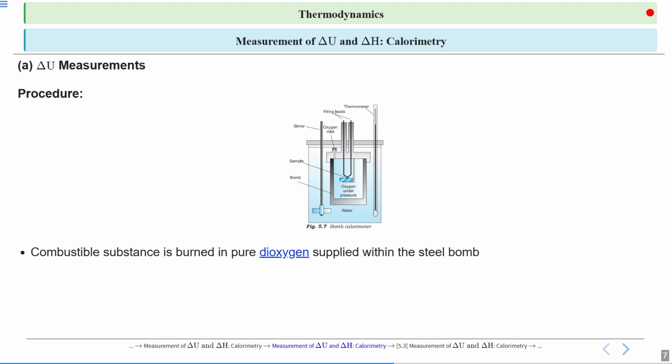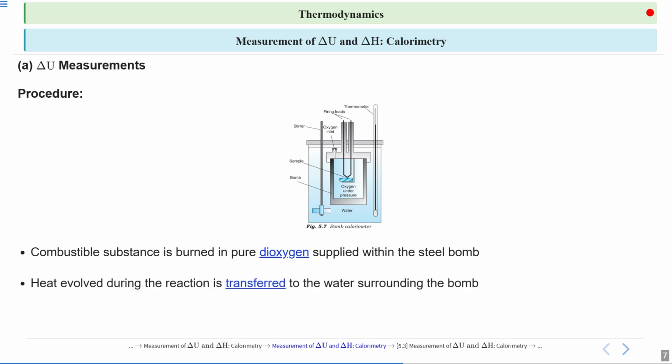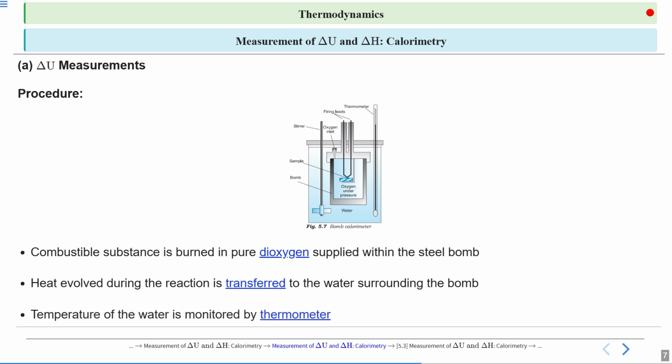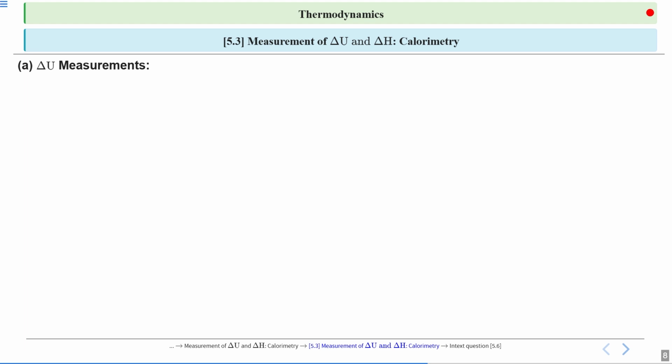Whenever this sample is burnt, as I said, it will burn in the presence of pure dioxygen and no other gas, which is provided through the inlet. And after the combustion, heat is released, and this heat is transferred to the surrounding water, which surrounds your bomb. And the temperature change in the water or the liquid is monitored with the thermometer. So this is our whole process. Now we have some information. The information that we got is that the reaction is occurring at constant volume. So this was the most important part of your bomb calorimeter.